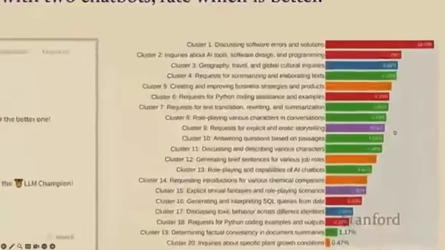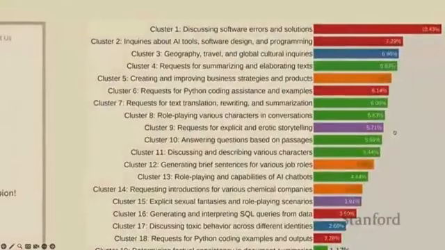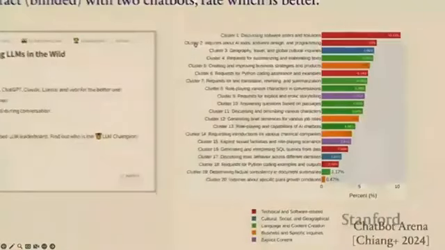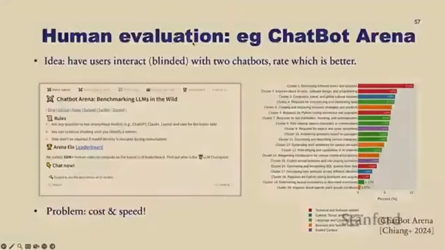One potential issue, just to highlight, is that people who want to do these types of things are usually more tech-savvy, so a lot of the questions you will see are tech stuff, discussing software errors, inquiries about AI tools, and all of these things. Another issue is cost and speed. If you really want to use something like this for the development process, it will be too costly because you would need to pay a lot of humans to do that.